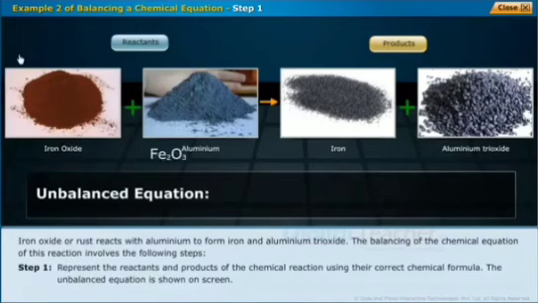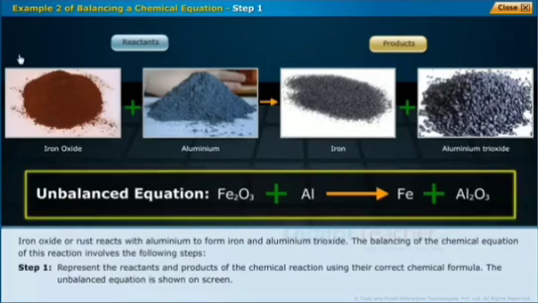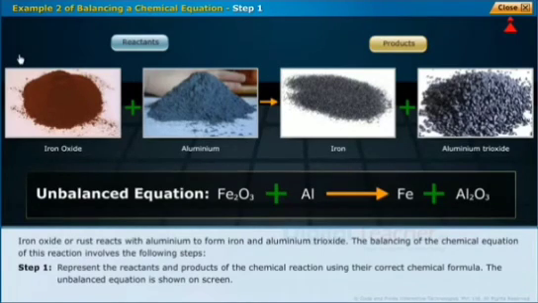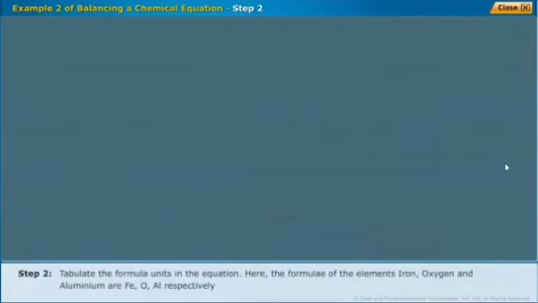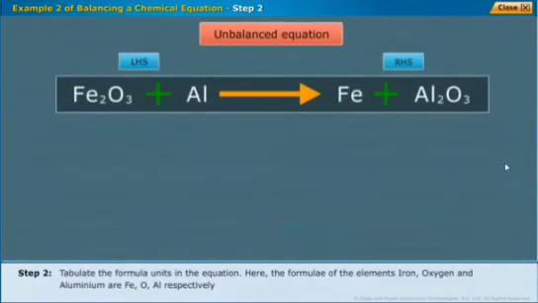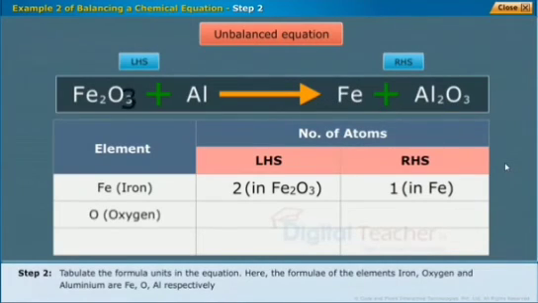Step 1. Represent the reactants and products of the chemical reaction using their correct chemical formula. The unbalanced equation is shown on screen. Step 2. Tabulate the formula units in the equation. Here, the formula units of the elements iron, oxygen and aluminium are Fe, O, Al respectively.